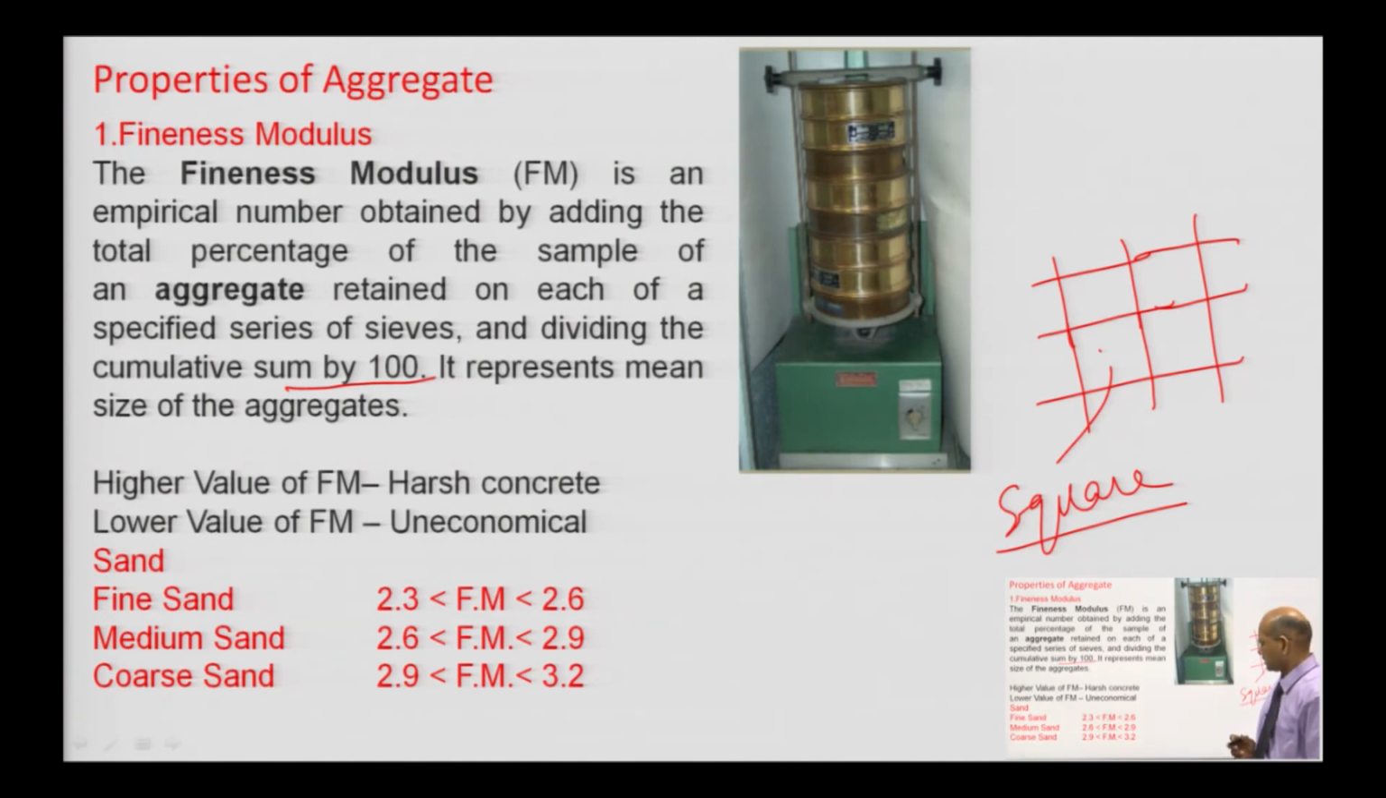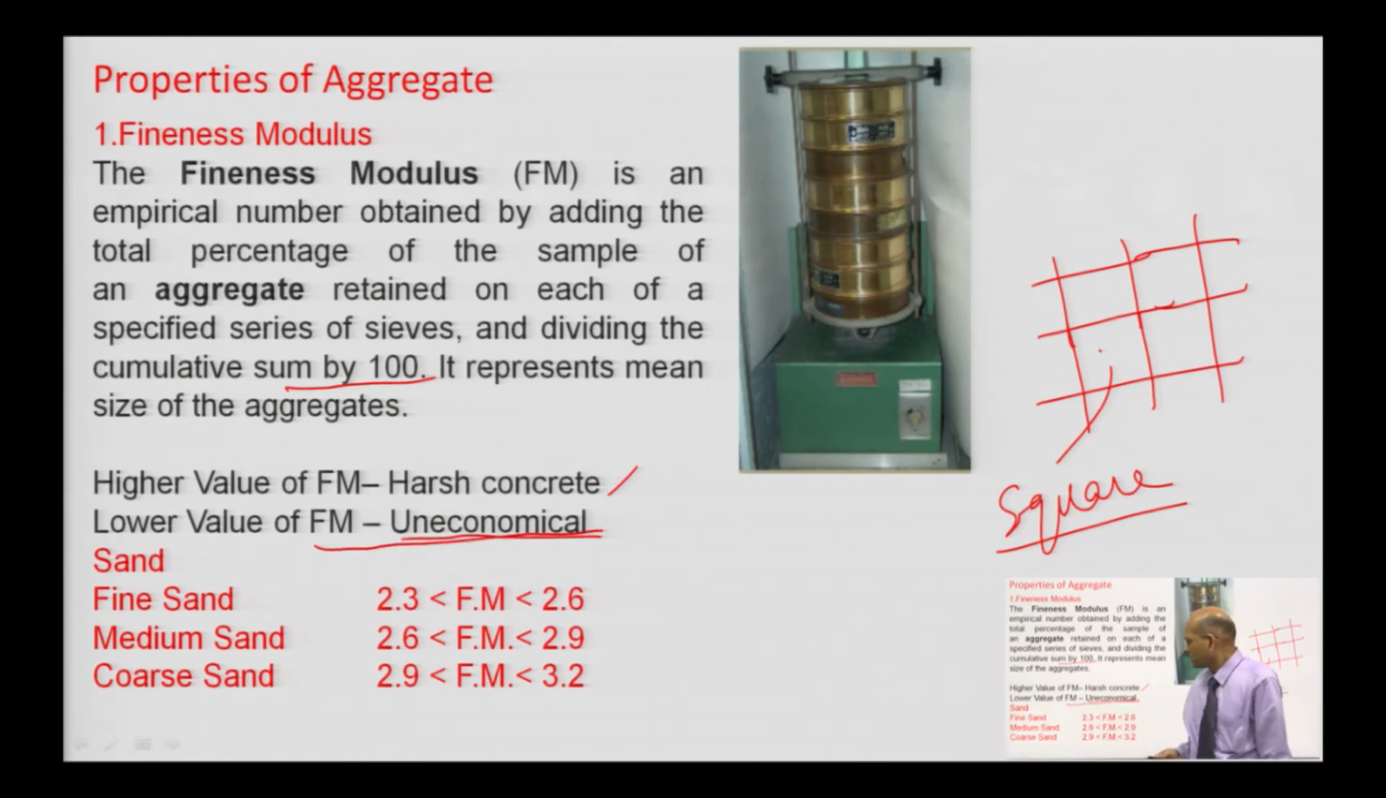If you have a higher value of fineness modulus, it is going to result in harsh concrete, and the voids will be more. If you have a lower value of fineness modulus, the surface area will be more, and that will lead to uneconomical design, because in that case we have to put more paste. But suppose you want to produce a very good quality or high strength concrete, in that case we need more finer particles.